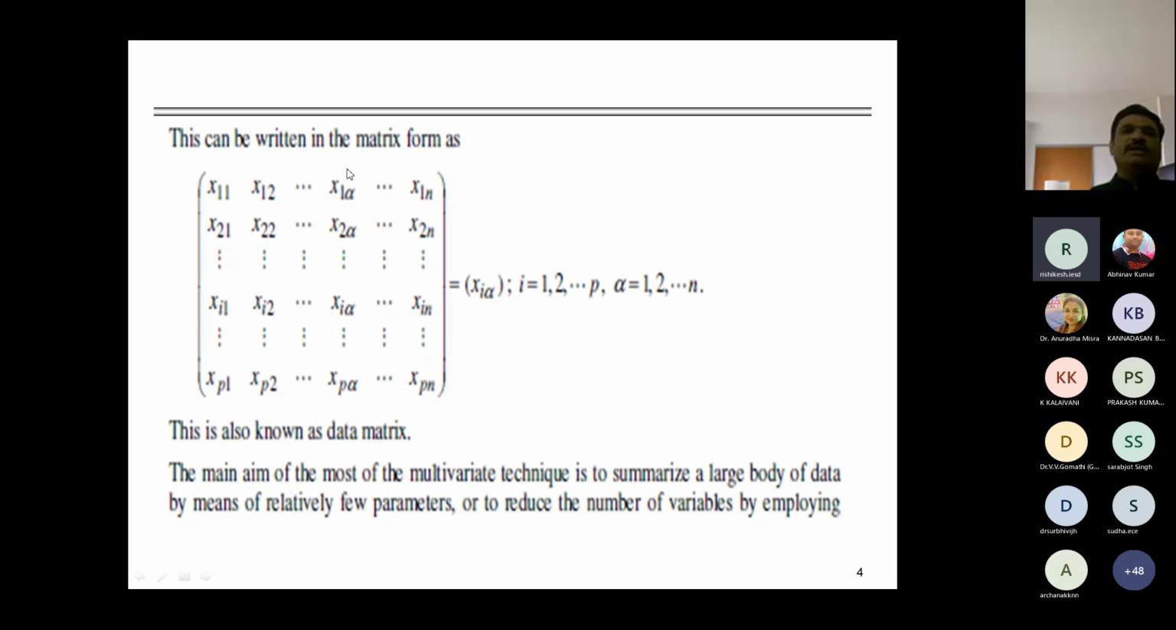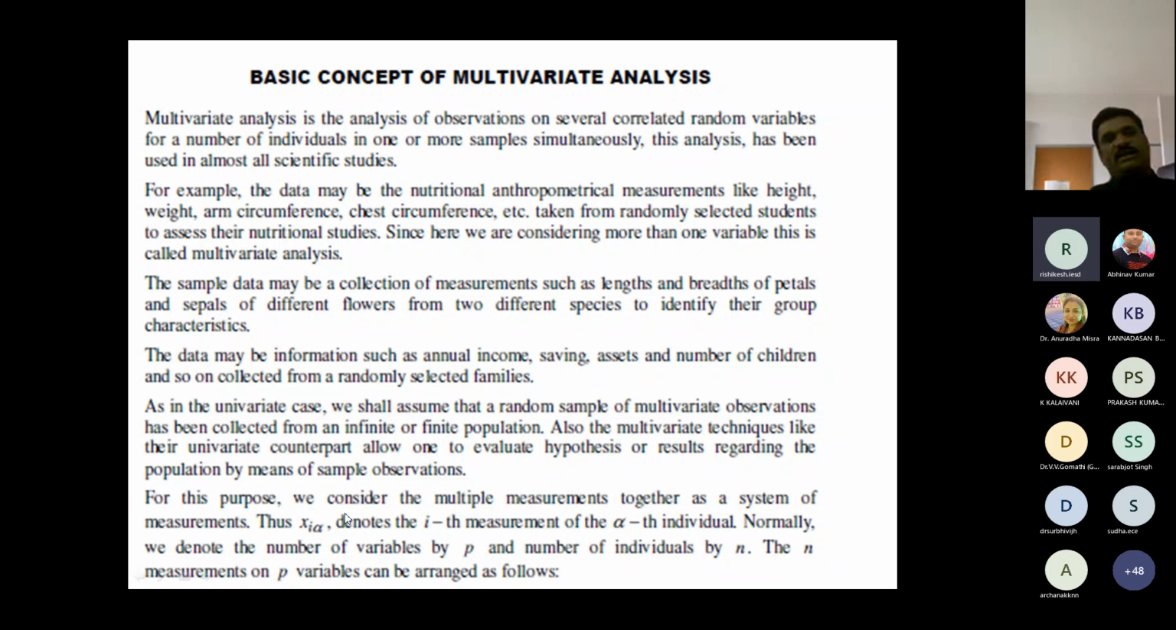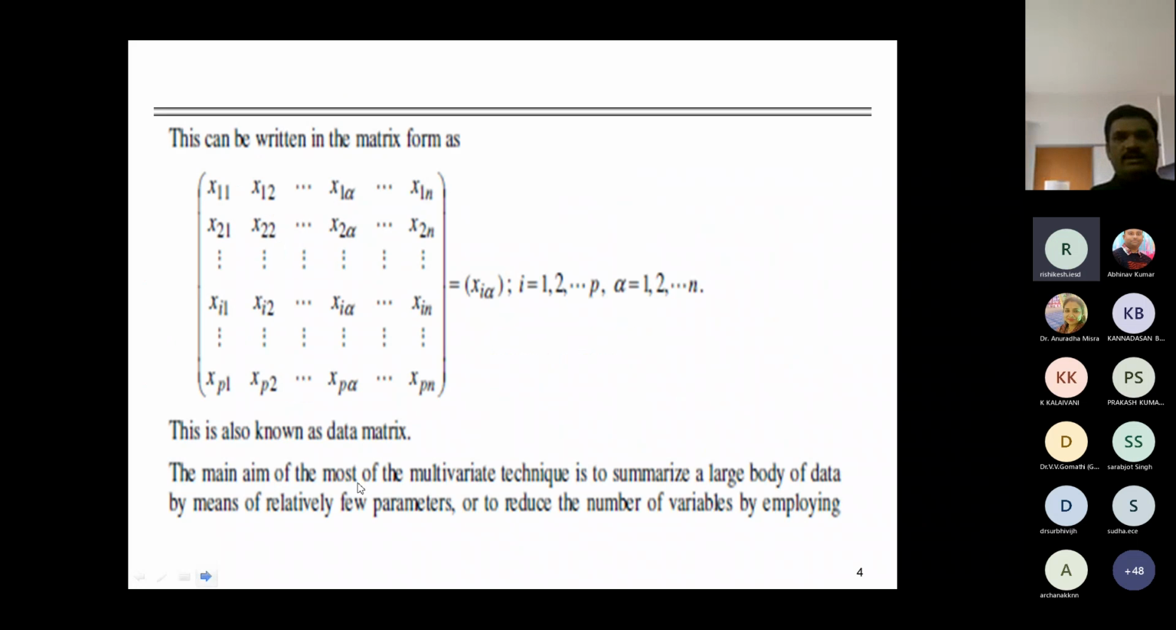Now this can be written in matrix form like this: x11 up to x1n. Earlier I denoted this as xi alpha. So this xi alpha is expressed in matrix form like this, where the values of i go from 1 to p and the values of alpha go from 1 to n.